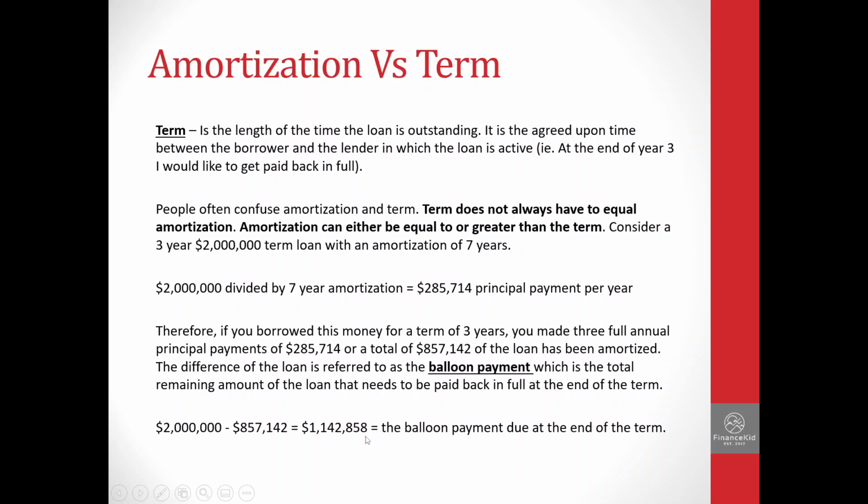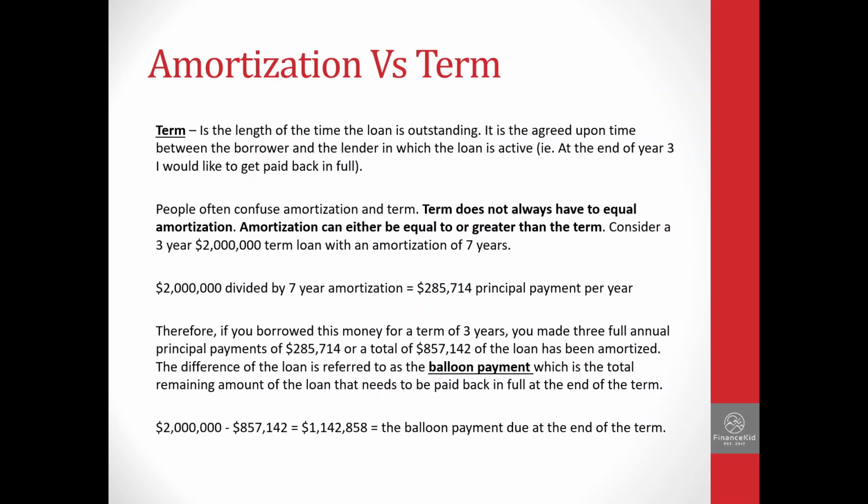And so the question may be, well, why would a lender be comfortable with that? The business is not going to have $1.1 million in cash sitting around. Well, they don't really expect you to pay back the balloon payment in full unless you obviously came into a lot of cash. Usually what ends up happening is that the loan gets refinanced. So you enter into another 3-year term to keep paying down the loan.